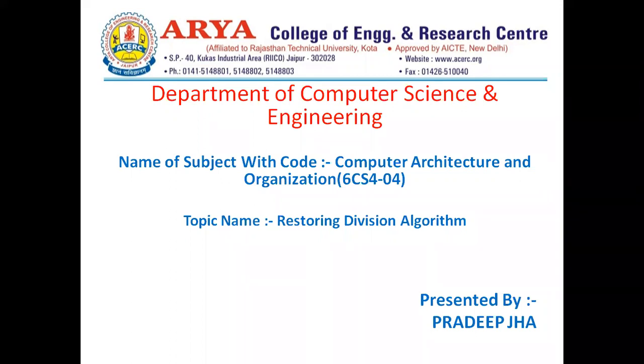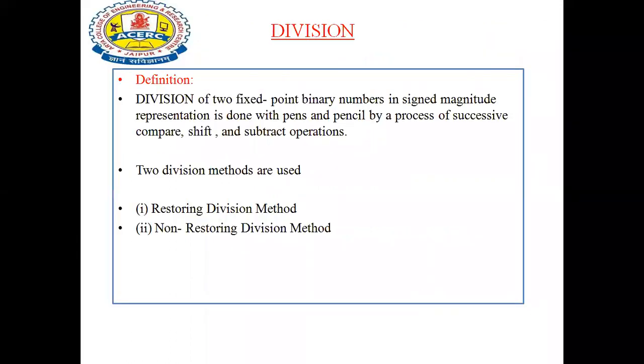Today, I am discussing the restoring division algorithm, a topic in the 6th semester subject Computer Architecture and Organization. The definition of division of two fixed point binary numbers in sign magnitude representation is done with pen and pencil by a process of successive compare, shift, and subtract operations.